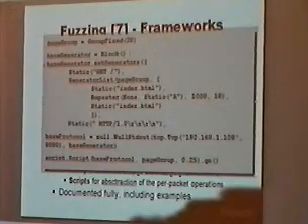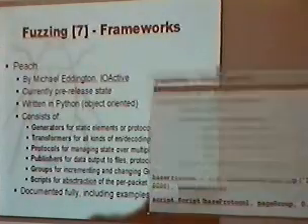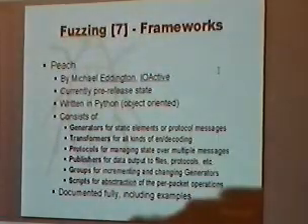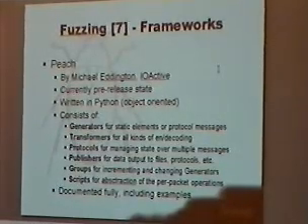This is another fuzzing framework written by Michael Eddington from IOActive. It's called Peach. It's currently, unfortunately, still in a pre-release state, but it looks really, really good, so I assume it will be released very soon. It's written in Python, and it is completely object-oriented.